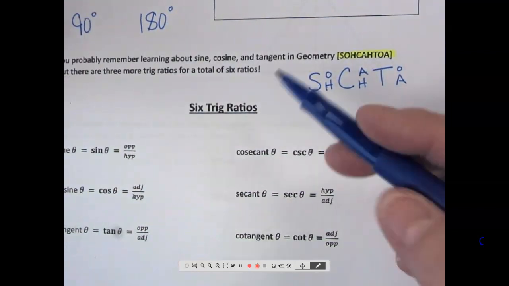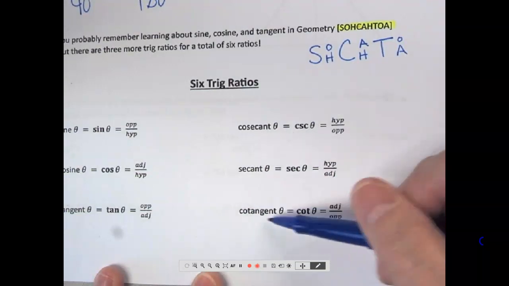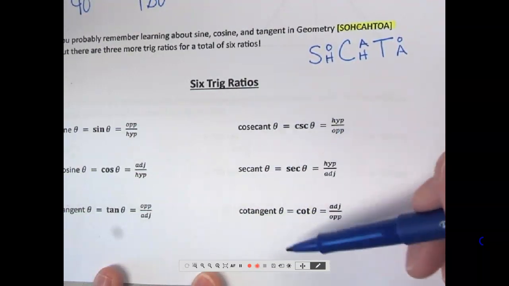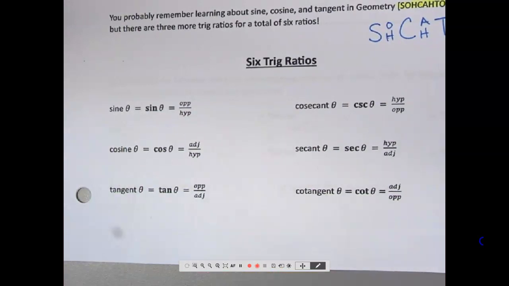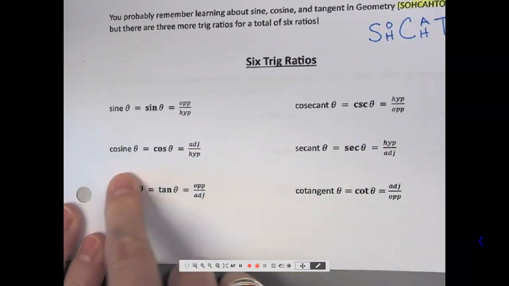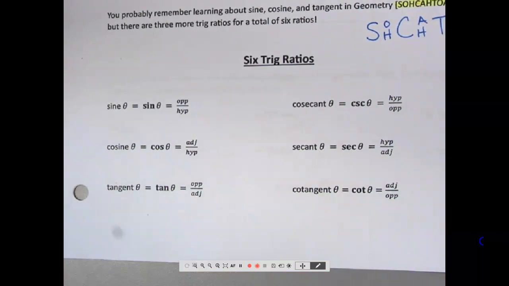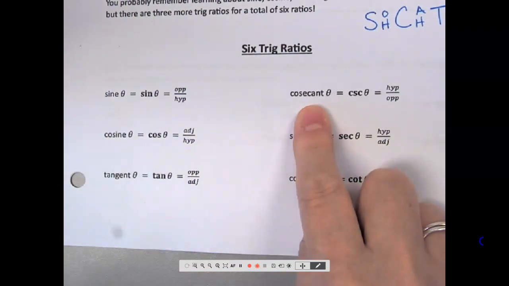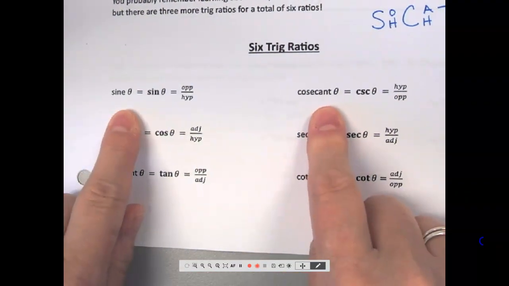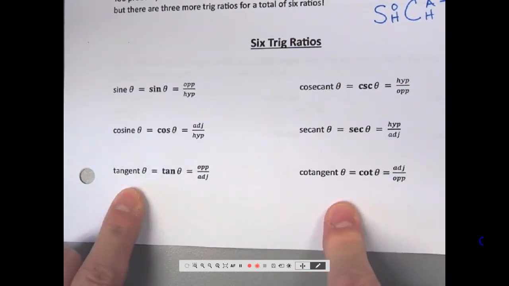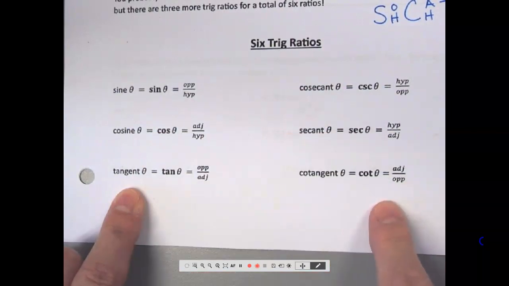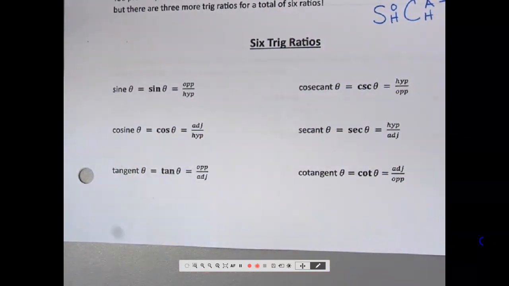But what we don't have is a little reminder for these. So guess what we have to do with these? Memorize them. Okay, so here's my little tip for these. There are 3 words that start with co. Cosine, cosecant, cotangent. None of those go together. So in each pair, there's one co. Sine goes with cosecant. Cosine goes with secant. Tangent goes with cotangent. So each pair has one co. Co's don't go together. Okay?